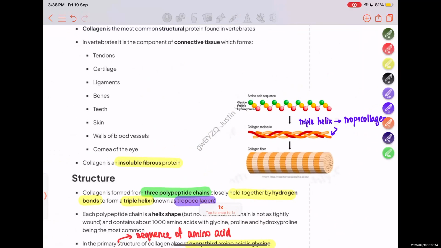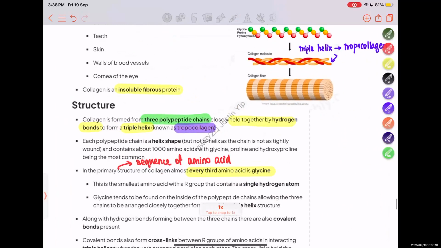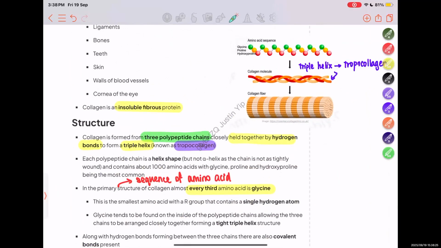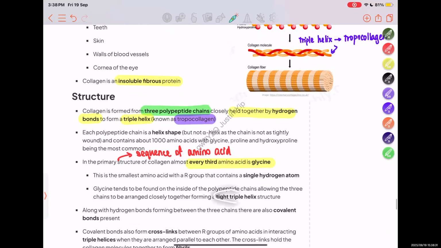This part can understand? Yeah. But do I have to memorize glycine, proline, and hydroxyproline? This one you just need to know glycine can already. Oh, okay. So every third amino acid is glycine. They will form a tight triple helix structure, or we call it tropocollagen.